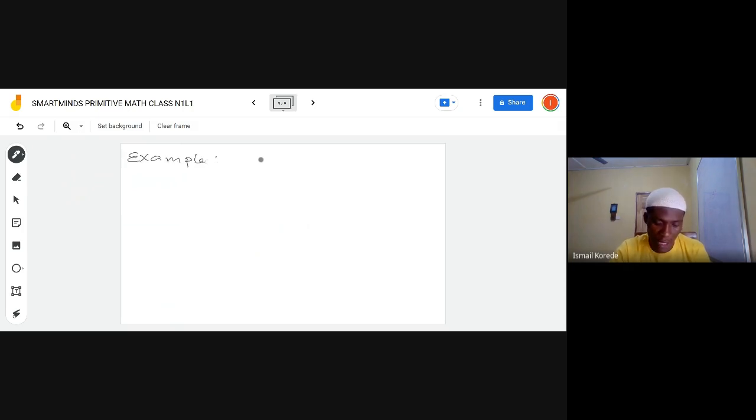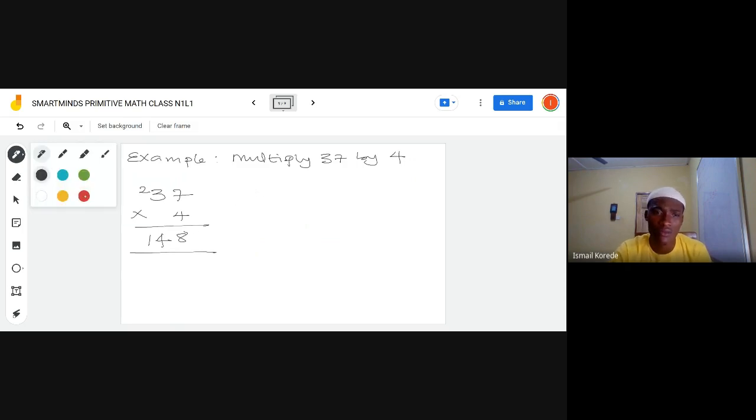So we want to multiply 37 by 4. To do this is actually very simple. You can use the method I just explained. 37 times 4. 4 times 7 is 28, write 8, carry 2. 4 times 3 is 12. 12 plus 2 is 14. So you just drop the 14. So we have 148. But I can use a method called decomposition.